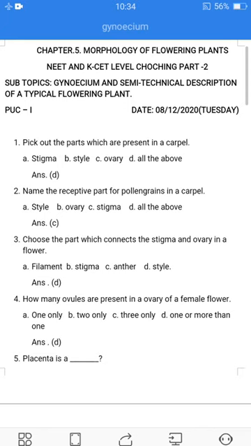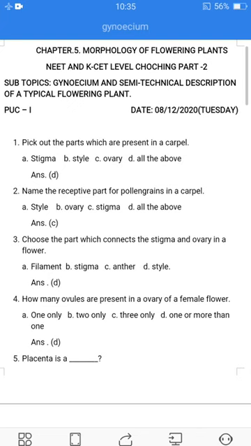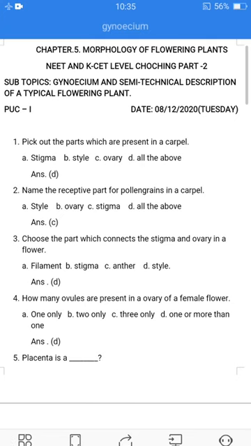First question. Pick out the parts which are present in a carpel. Option A, stigma. B, style. C, ovary. Option D, all the above. In a carpel, generally all those three parts are present. Stigma at the top, ovary at the bottom. Style is a connecting part between stigma and ovary. So the correct option for this question is option D, all the above.